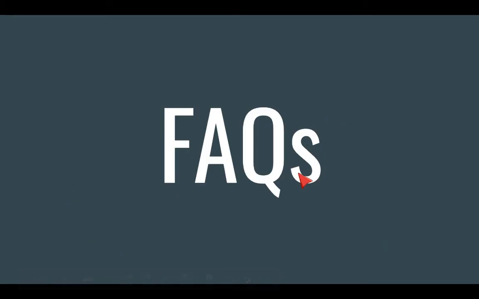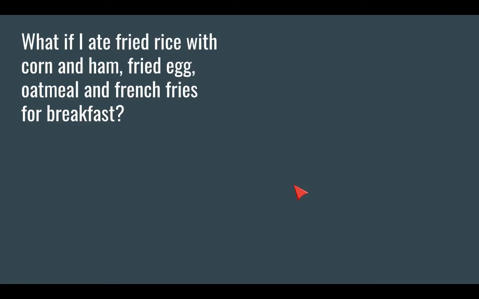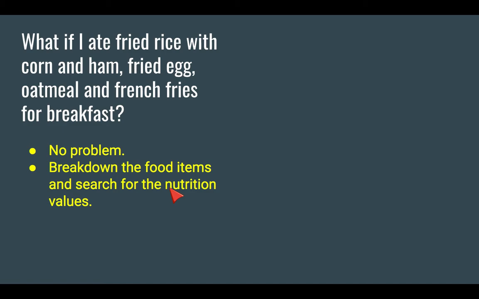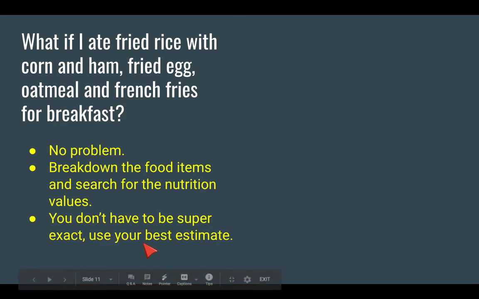So, frequently asked questions. What if I ate fried rice with corn and ham, fried egg, oatmeal, and french fries for breakfast? When you go to Happy Forks, if you type all of that in, it's not going to be there. So, no problem. Just break down the food items and search for the nutrition values. You don't have to be super exact. Just use your best estimate.